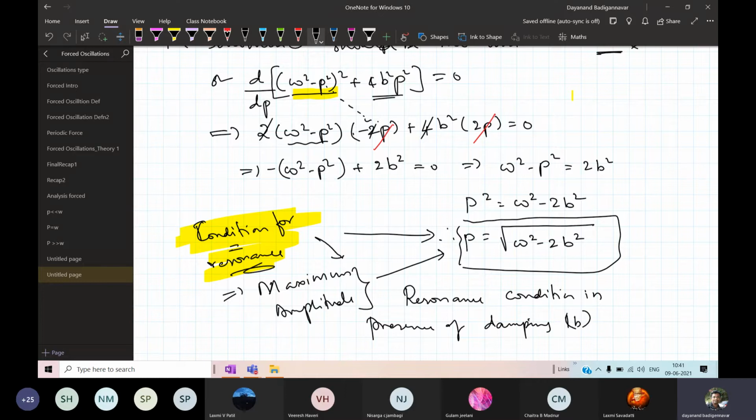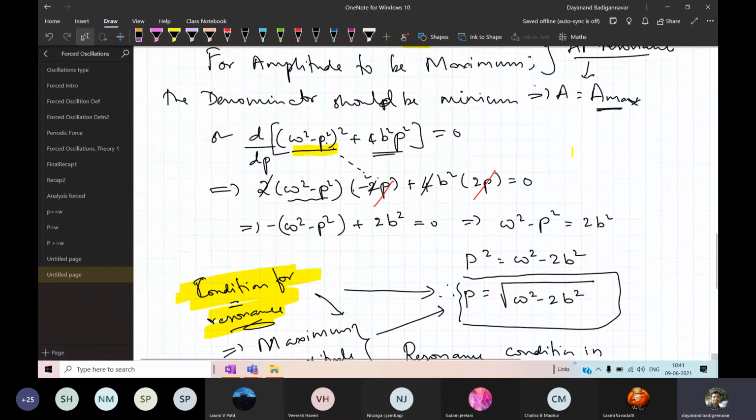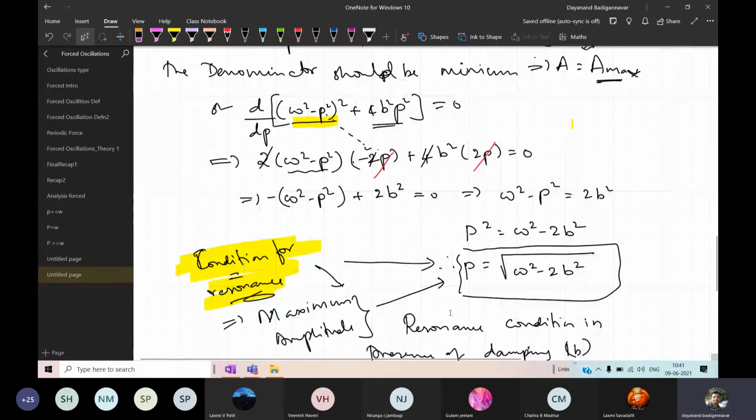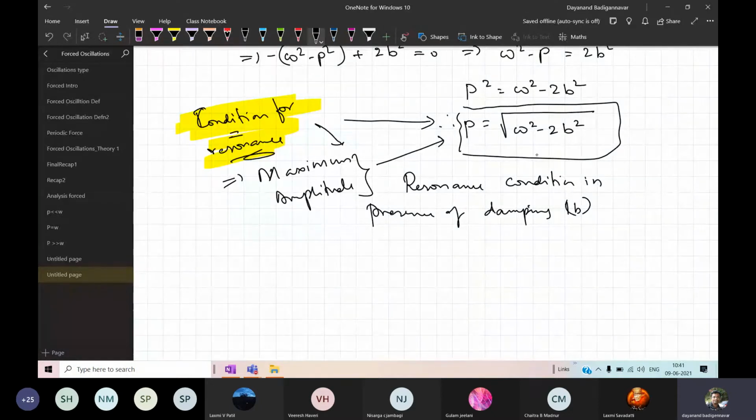Now look here. If I make B equal to 0 in this equation, that means there is no damping. If B is equal to 0, the above equation gives P equal to root of omega square minus 0, it becomes omega. So it reduces to the undamped case. With damping, it is omega square minus 2b square. Got it. Now I will give one example, then you will understand this.